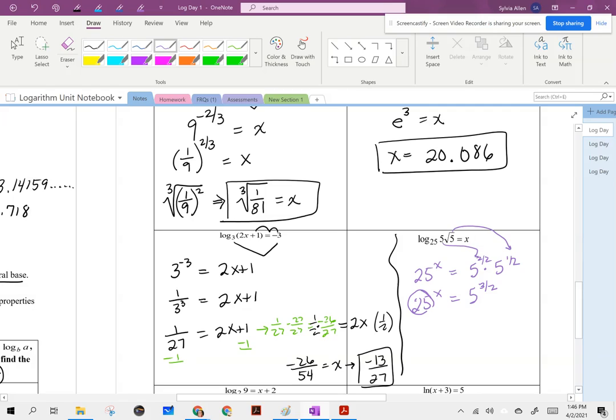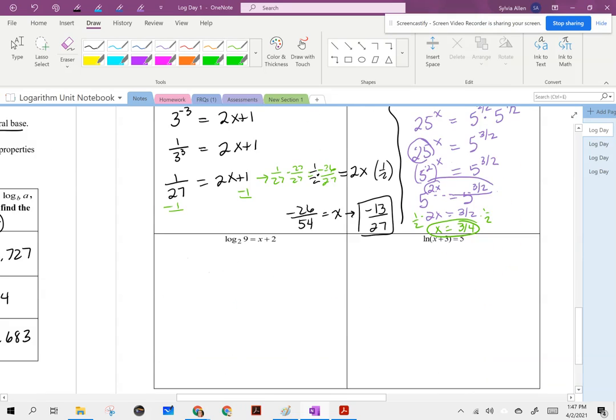I'm going to rewrite 25 as 5 squared. So I've got 5 to the 2x is equal to 5 to the 3/2. Bases are the same, so set those exponents equal to each other. So 2x is equal to 3 over 2. Solving for x by multiplying by 1/2, x is equal to 3/4.